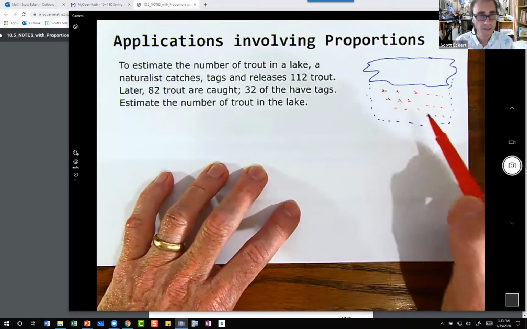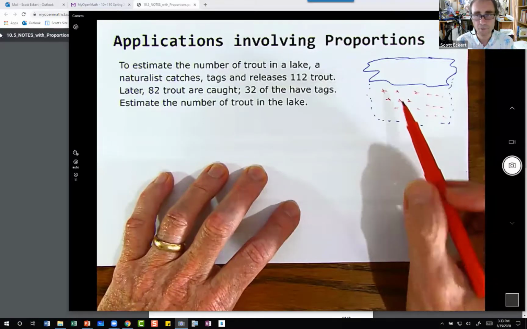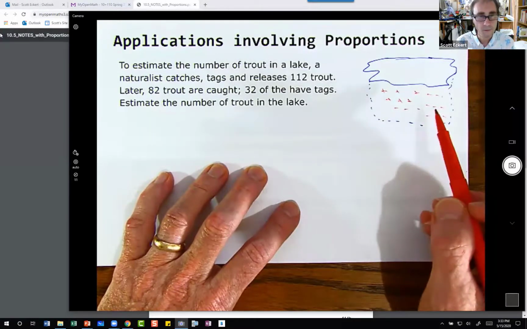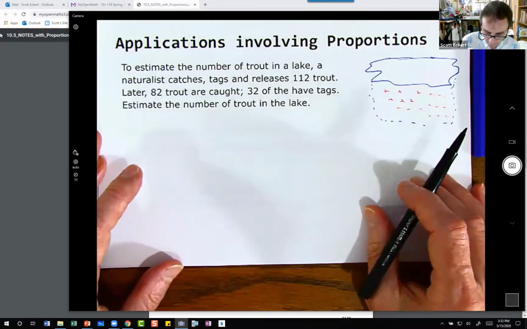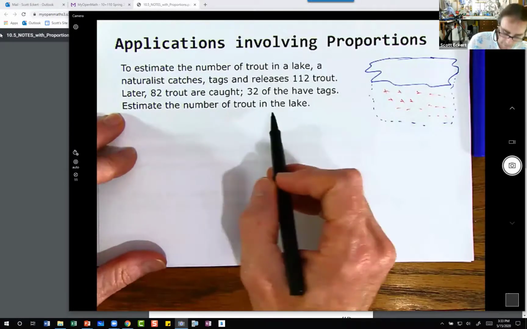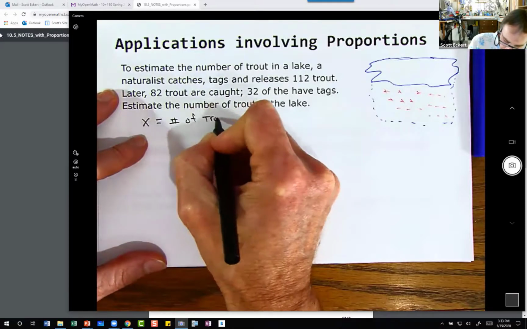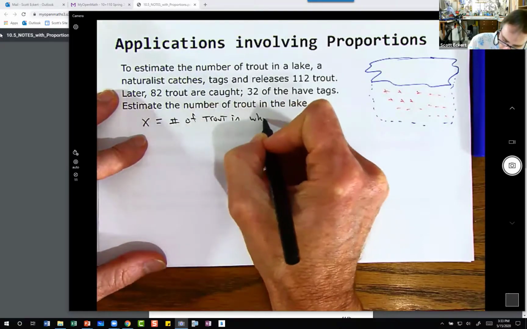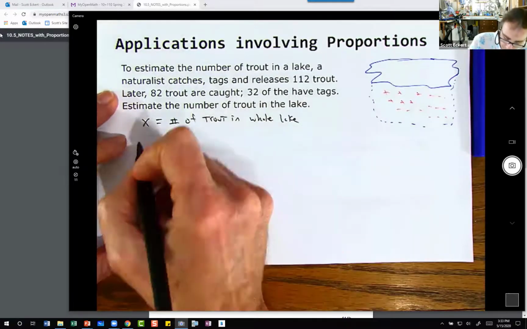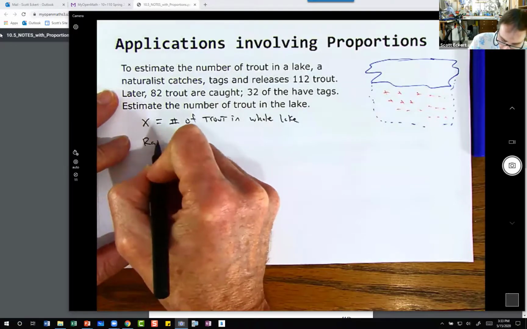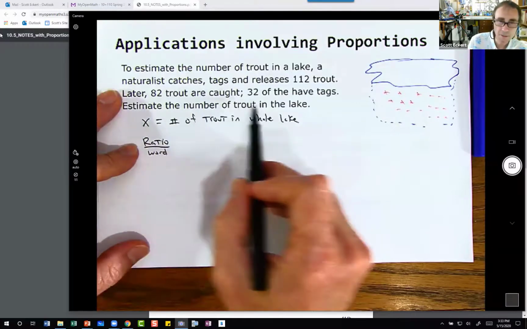Well, inside of this is a proportion, because the ones that have tags are proportional to the whole thing. And so let's see if we can estimate the number of trout in the lake. So X equals the number of trout in the whole lake. All right, now I got to figure out my ratio. What is the ratio I'm going to use in words? And it's based on this information that I'm given.